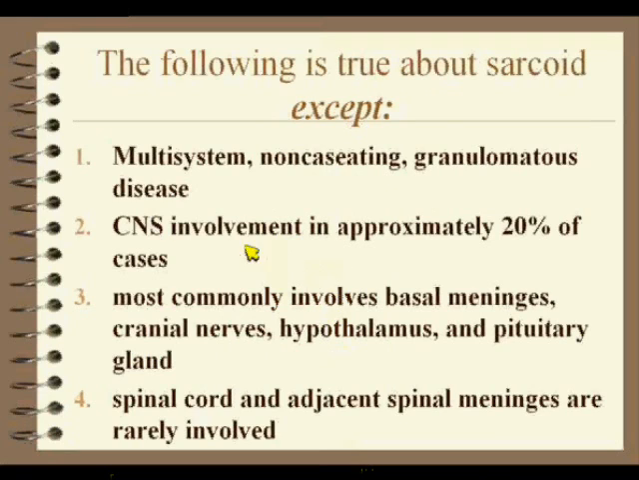All right, last question here. Let's think about sarcoid. It's a multisystem, non-caseating granulomatous disease. The CNS is involved in approximately 20% of cases. Most commonly it involves the meninges, cranial nerves, hypothalamus, pituitary. Spinal cord and adjacent spinal meninges are rarely involved. Which of the following is true except?